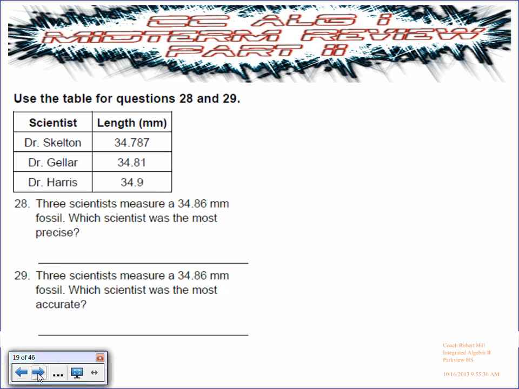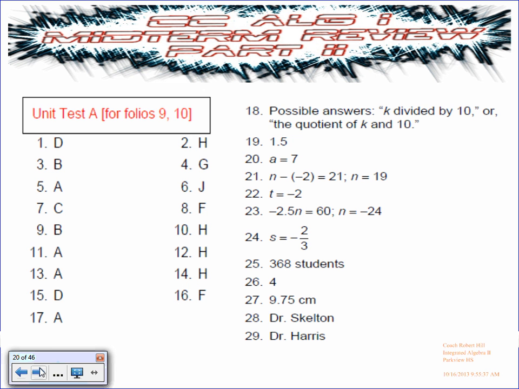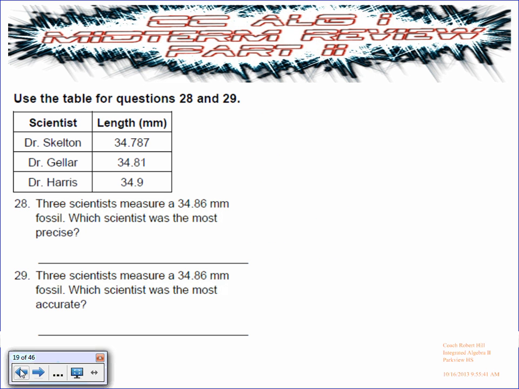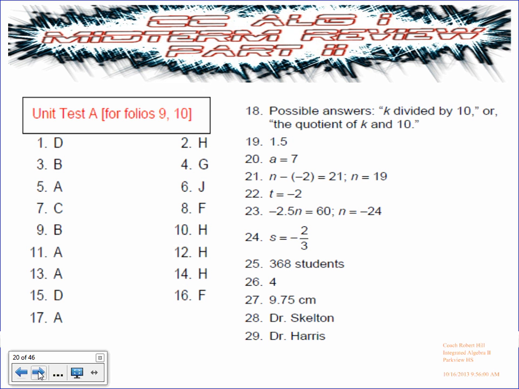Here, this was about precision and being able to keep up with what's precise, and I'm going to give you the answers here. Number 28 says Dr. Skelton is most precise. Why is it the most precise? More decimal places.